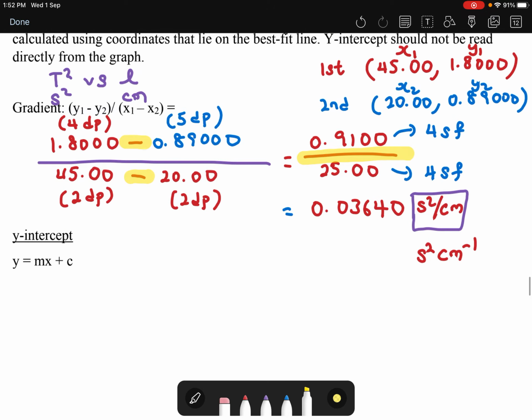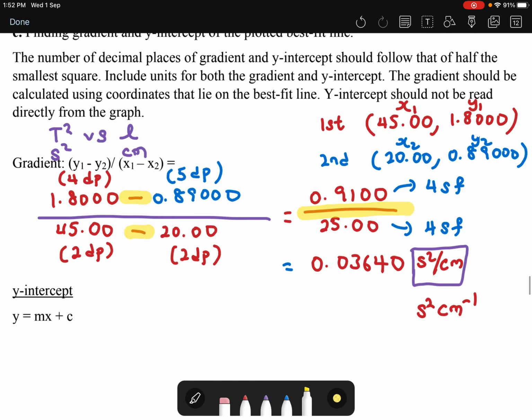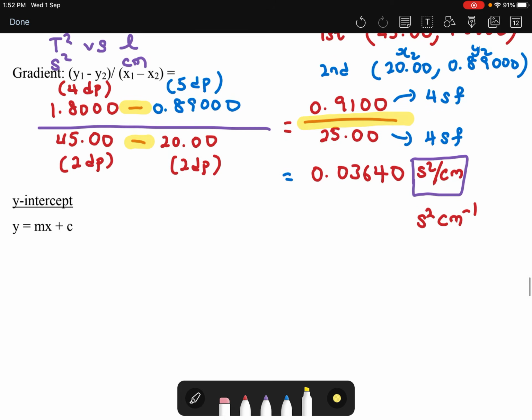Unless both your x and y axes start from 0, you cannot read your y-intercept directly. So in the event you are asked to find your y-intercept, what should you do? For the example of t square equals KL, let's just say I add a C. So plus a C here. For your K, we know the K itself is your gradient, so this is 0.03640.